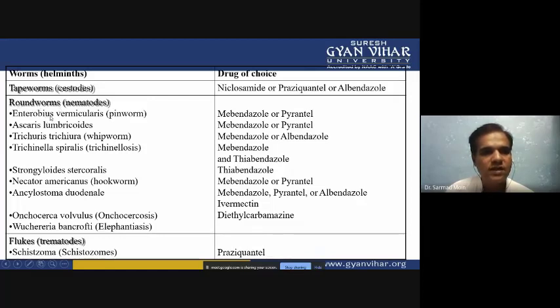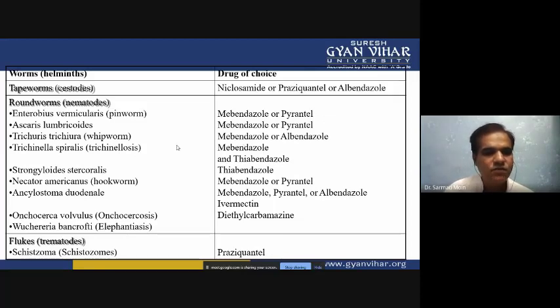So if an Enterobius vermicularis pinworm infection is there, then the effective drugs are albendazole or pyrantel. Then for Ascaris infection, albendazole or pyrantel, and albendazole we can give for the whipworm. Albendazole and thiabendazole are effective on trichinosis and hookworm infection. We can give albendazole and pyrantel type of drugs.